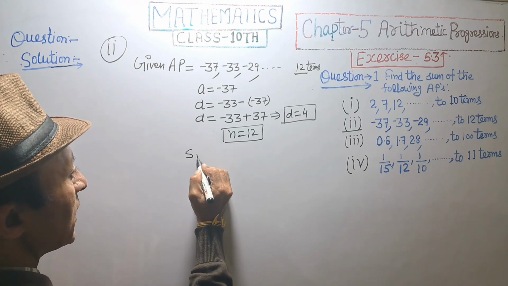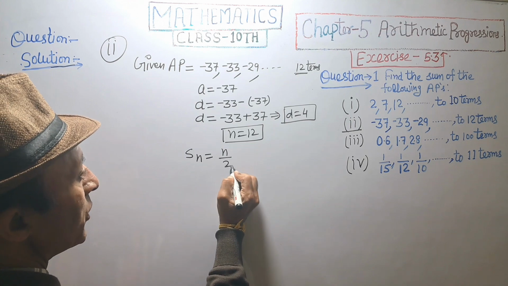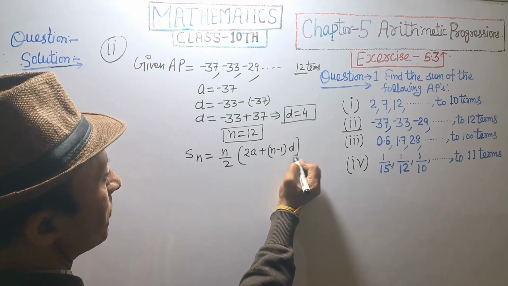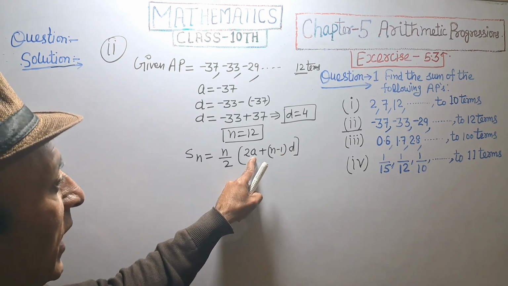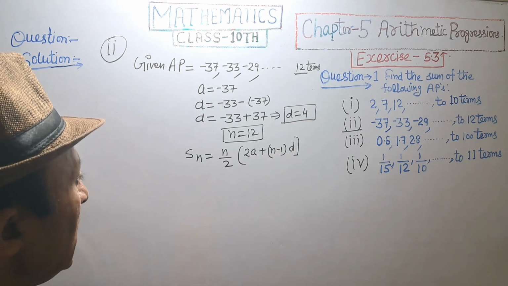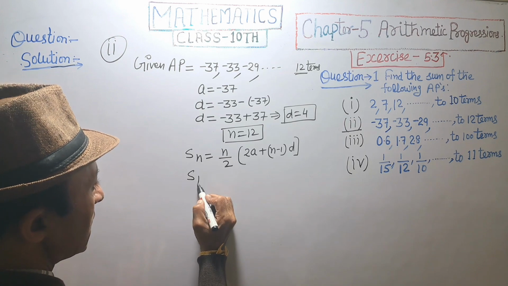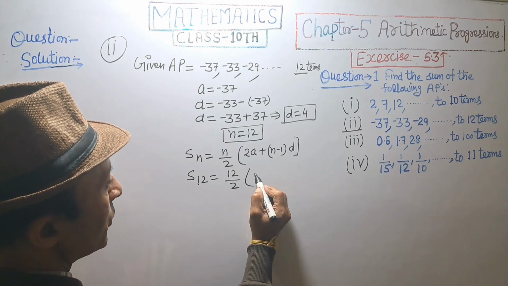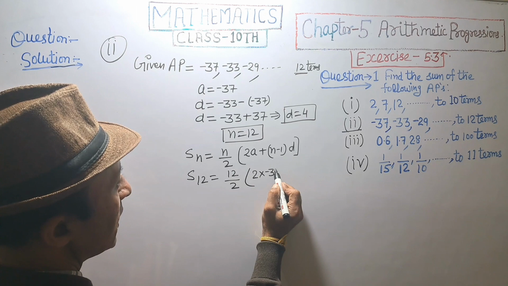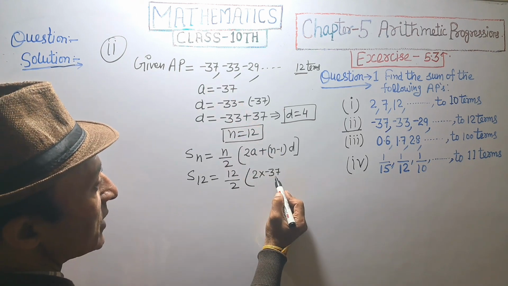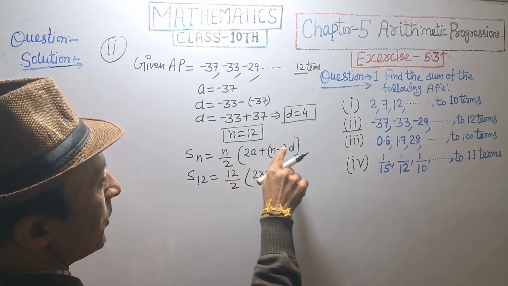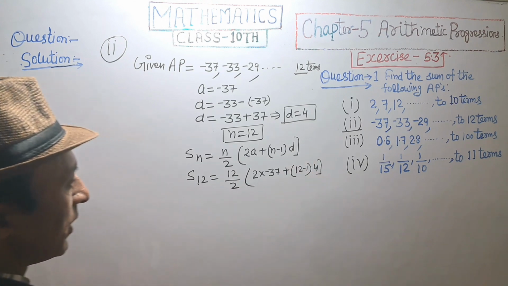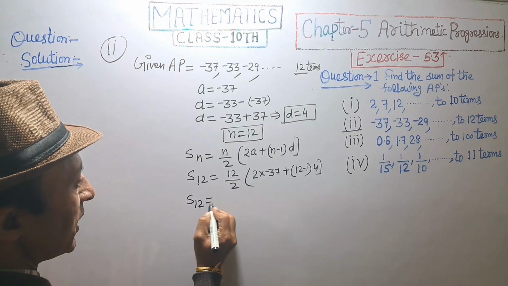So Sn is equal to n divided by 2, 2a plus n minus 1 into D. And putting the value of A, N and D in, S12 is equal to 12 divided by 2 into 2 into minus 37, A is equal to minus 37, plus 12 minus 1 into D is equal to 4.